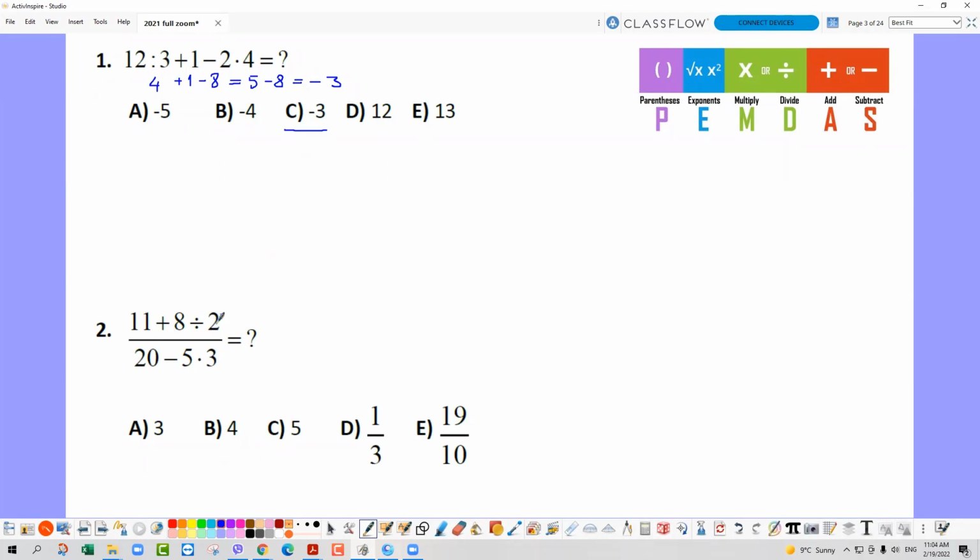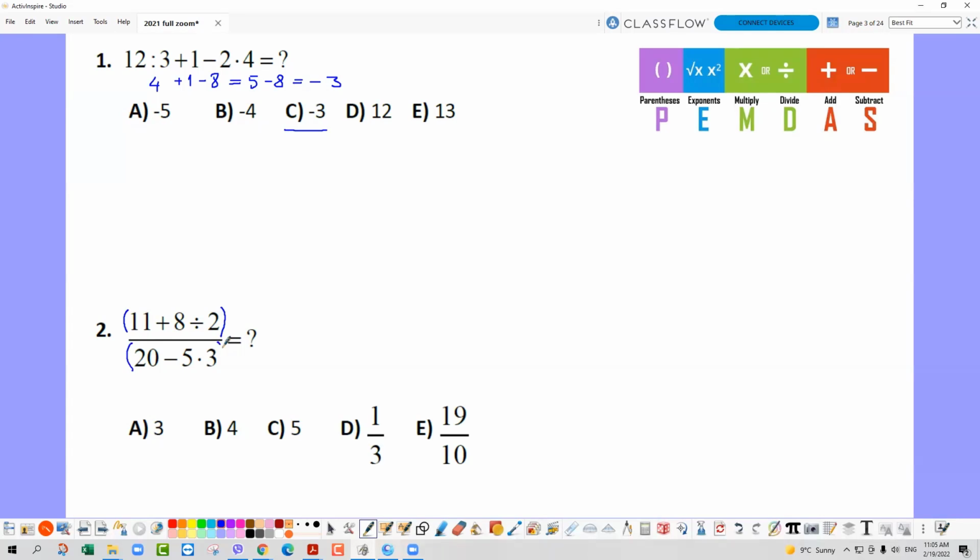What about the second one here? 11 plus 8 over 2, divided by, all over 20 minus 5 times 3, which is 11 plus 8 over 2. When we say here, this is the numerator, and the 20 minus 5 times 3, this is the denominator. Firstly, there is an invisible parenthesis. I want to tell that one.